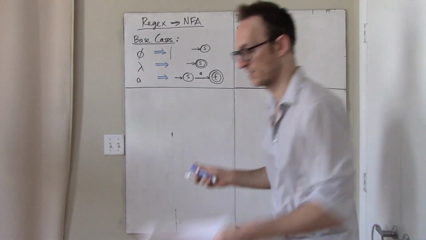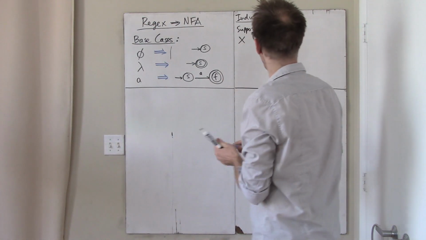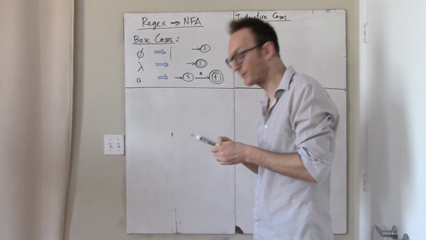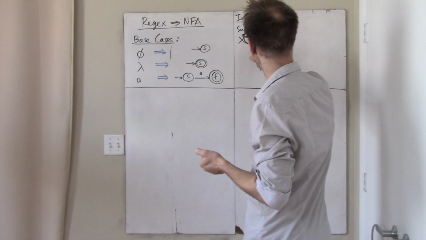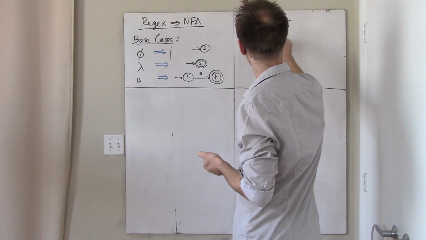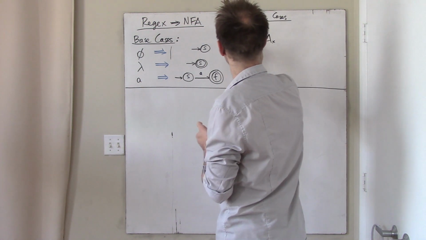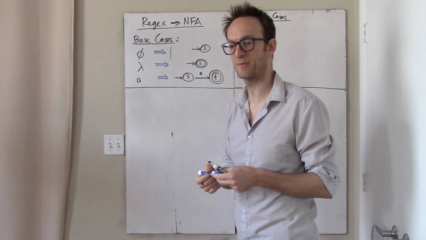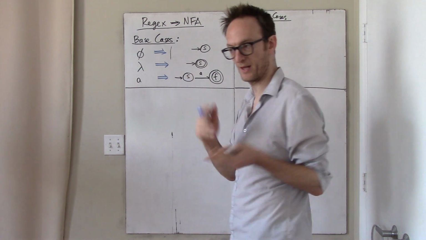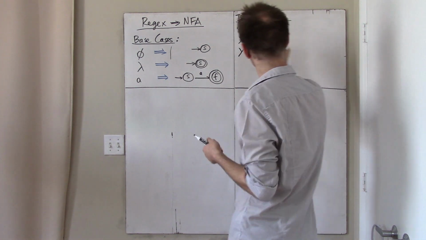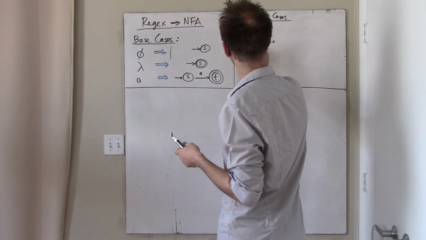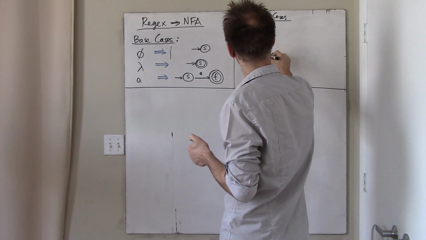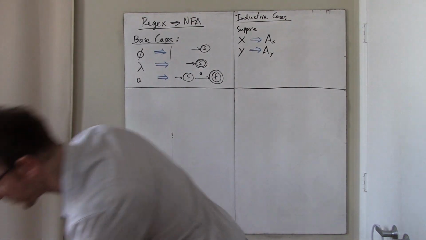Let's suppose that it has been adequately captured or represented by machine A sub x. And suppose I have some regular expression y. Again, y is a variable which refers to a perhaps quite long regular expression. And let's suppose that it is represented by a sub y, so machine A sub y. A sub x and A sub y are machines.